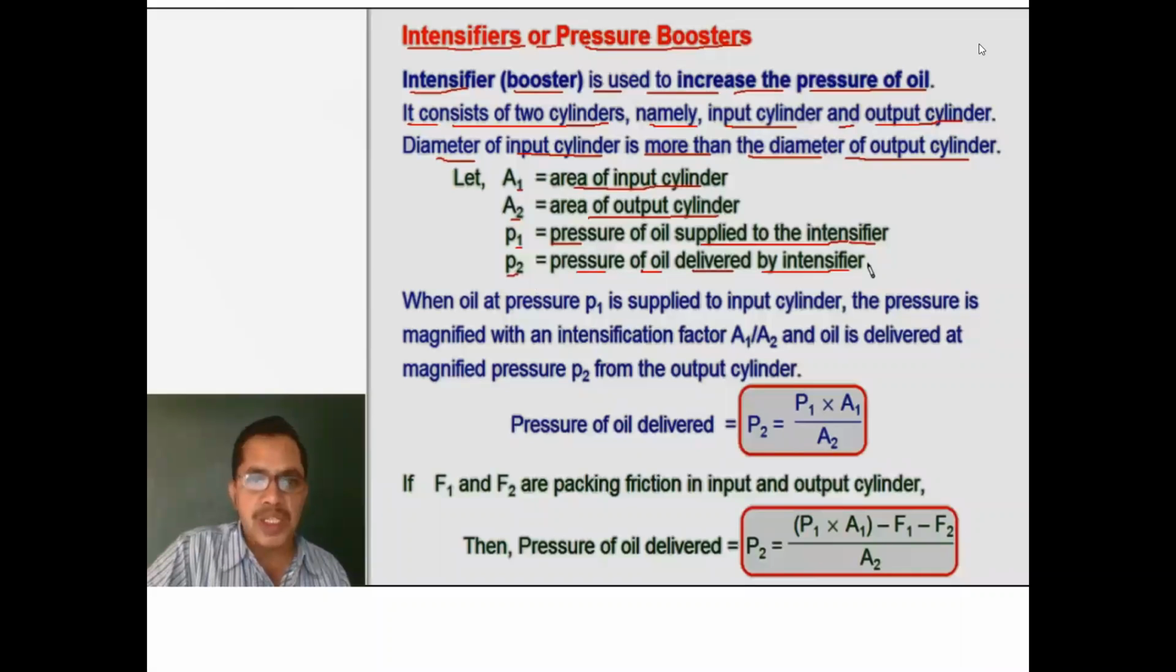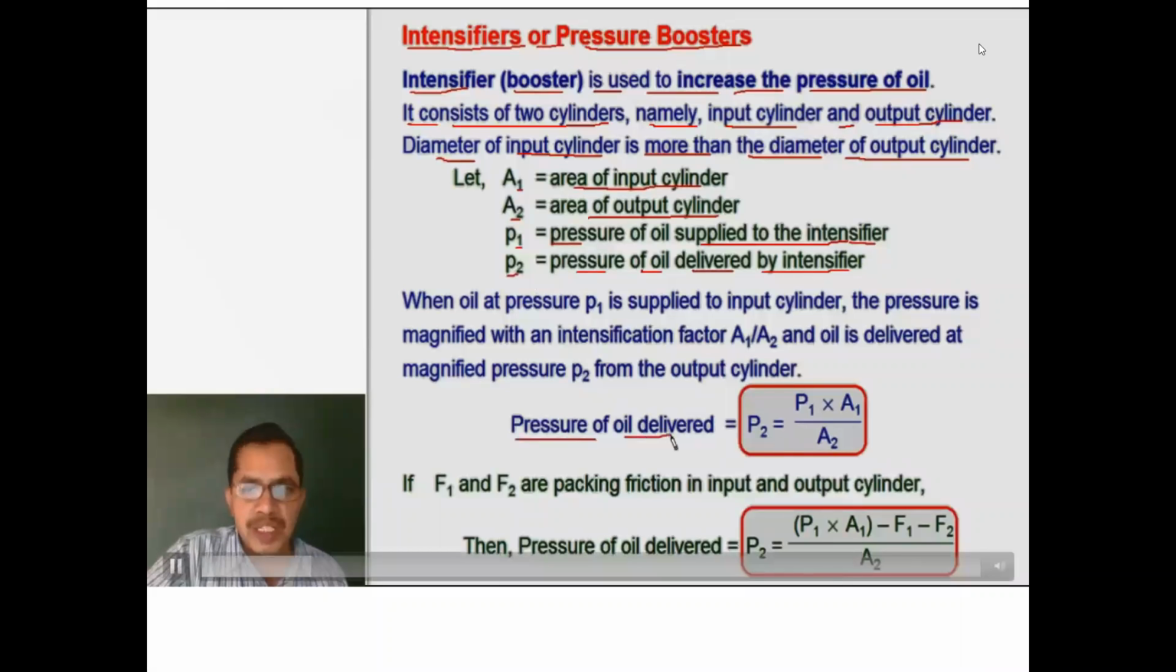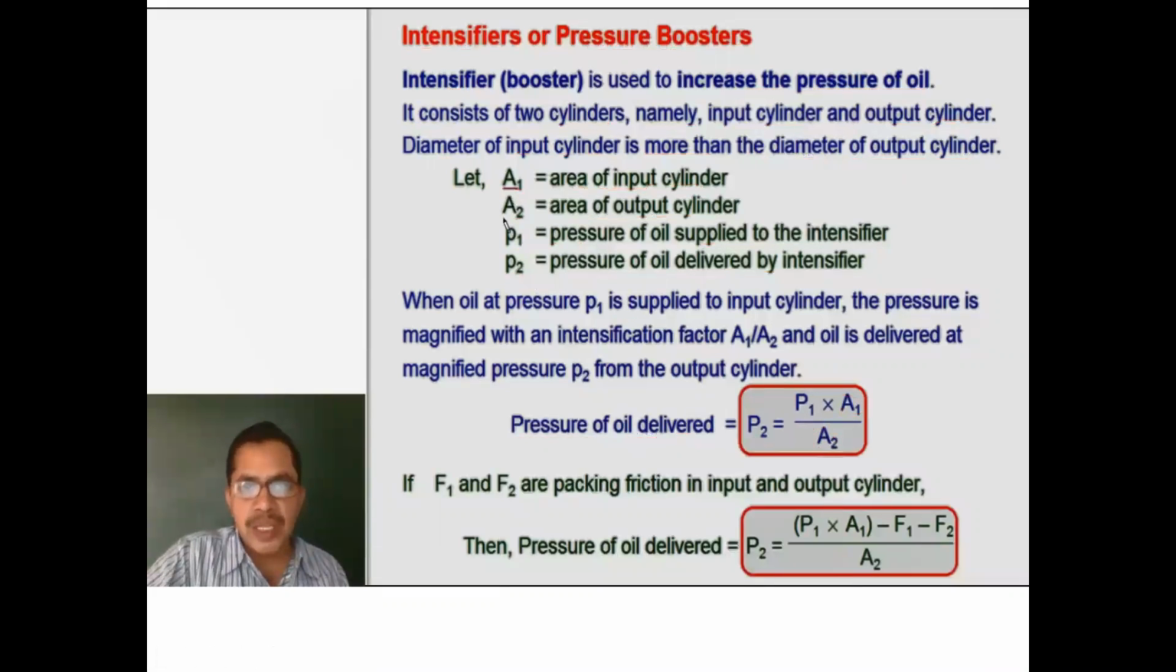Then the pressure of oil delivered, that is P2, will be A1 by A2, that is the intensification factor, into P1, that is the pressure of oil supplied to the input cylinder. A1 is more, A2 is less. The ratio A1 by A2 is called the intensification factor. It is greater than 1, and hence the pressure of oil delivered will be more than the pressure of oil which is supplied to the intensifier.